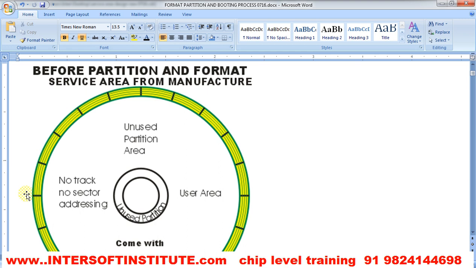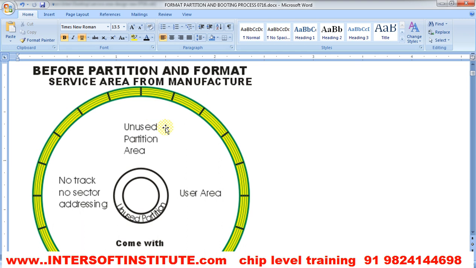So the manufacturer puts some software, that is firmware software, modules that are stored on the service area. The user cannot access the service area without any device or tools or software. So this is your service area.